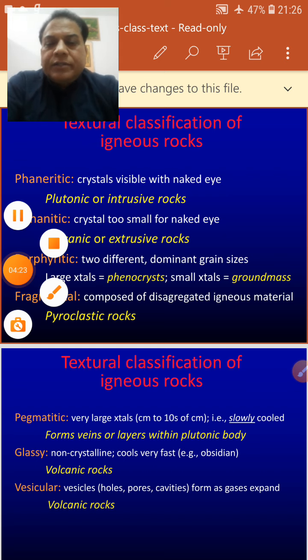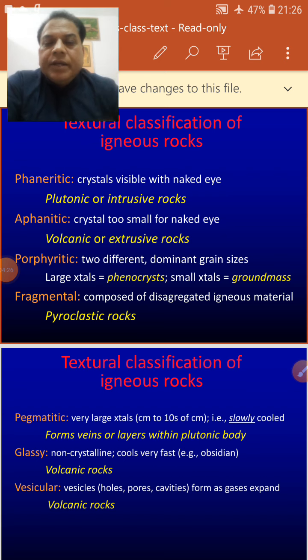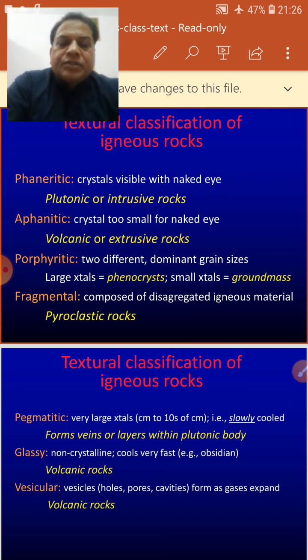The next is your fragmental texture. Fragmental texture is composed of disaggregated igneous material, pyroclastics. These rocks form when there is volcanism, and clasts, or you can say fragments, are erupted and get deposited, and there is hardly any difference between that sedimentary and that igneous nature.